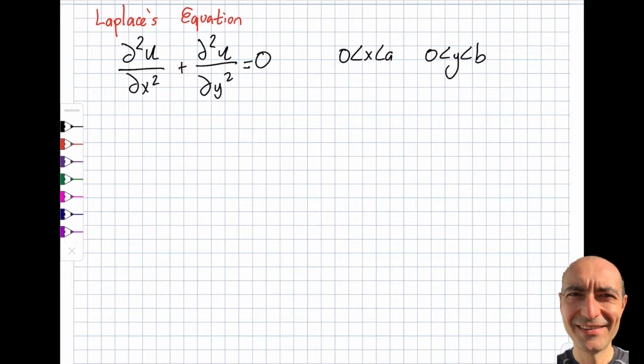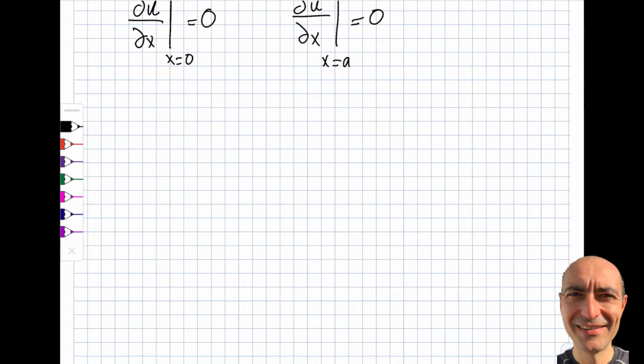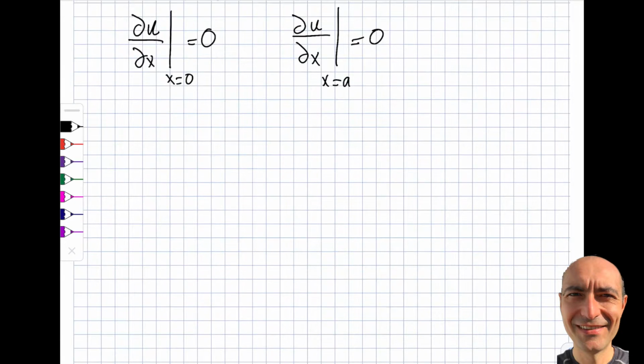So let's achieve that. The first 2 boundary conditions: ∂u/∂x, the rate of change of temperature in the x direction, at x equal to 0 is 0, which means that this is insulated, and also my plate, if I'm assuming this is a plate, will also be insulated at x equal to a. I'll plot this, okay? Just hang on a couple of minutes.